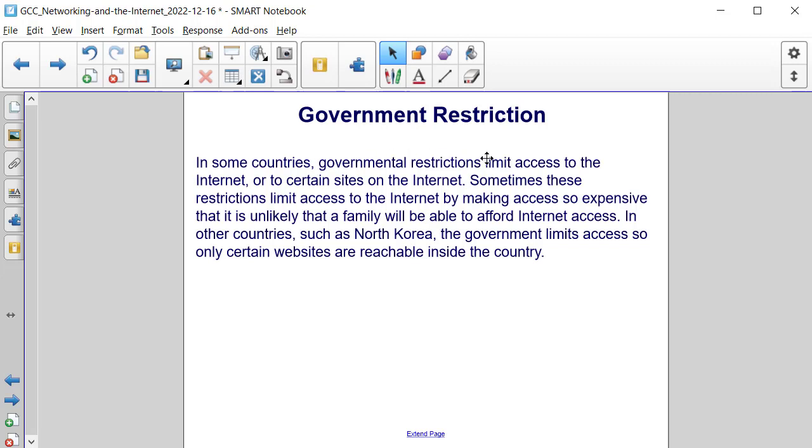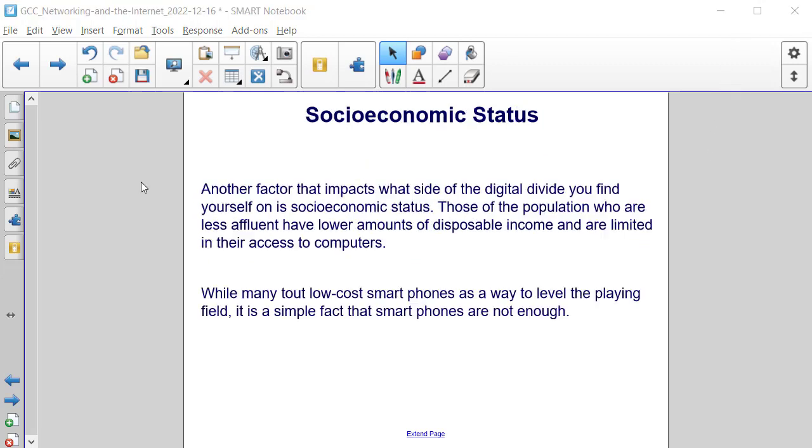In some countries, government restrictions limit access to the internet or to certain sites on the internet. Sometimes these restrictions limit access to the internet by making access so expensive that it is unlikely that a family will be able to afford internet access. In other countries, such as North Korea, the government limits access so only certain websites are reachable inside the country.